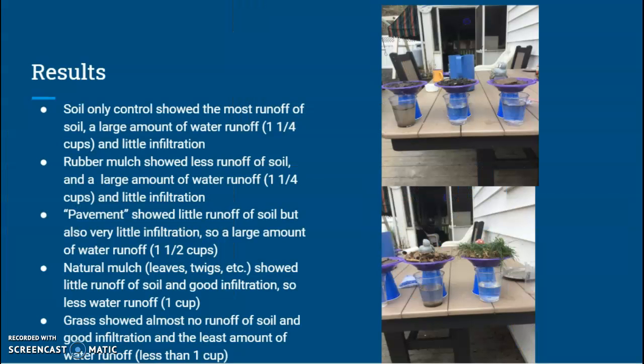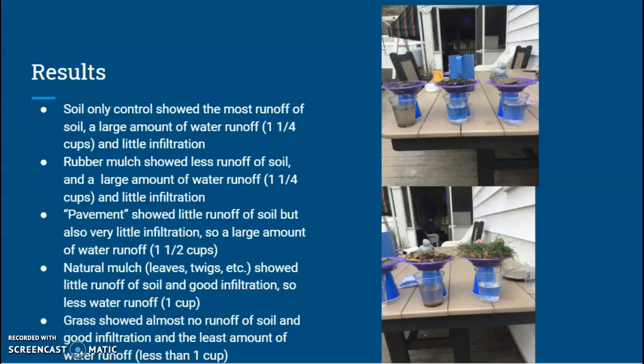So the results: the soil only control showed the most runoff of soil and also a large amount of water runoff. We got back 1 1/4 cups, so fairly little infiltration. Rubber mulch showed much less runoff of the soil, but we still got 1 1/4 cups of water runoff, so again, pretty little infiltration. Our pavement model showed little runoff of soil, but also very little infiltration, so we got the largest amount of water runoff from the pavement, 1 1/2 cups.